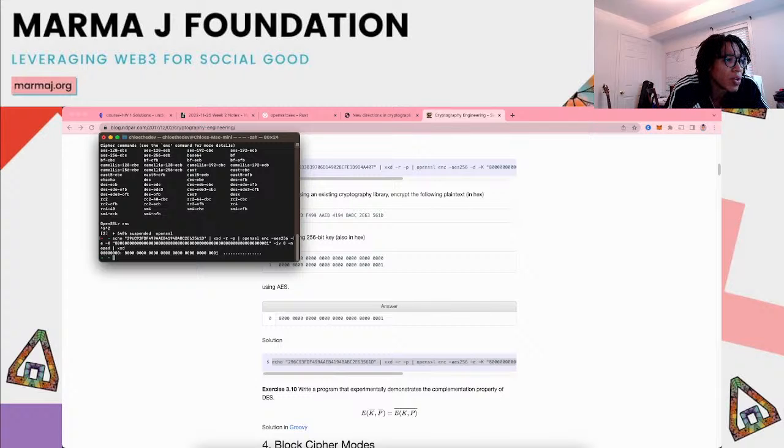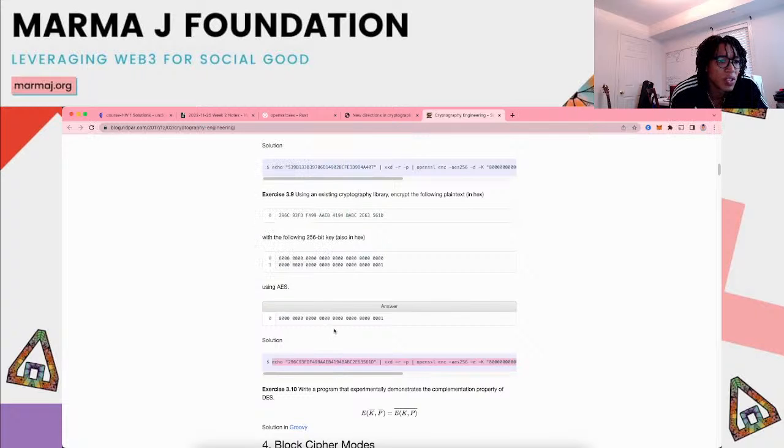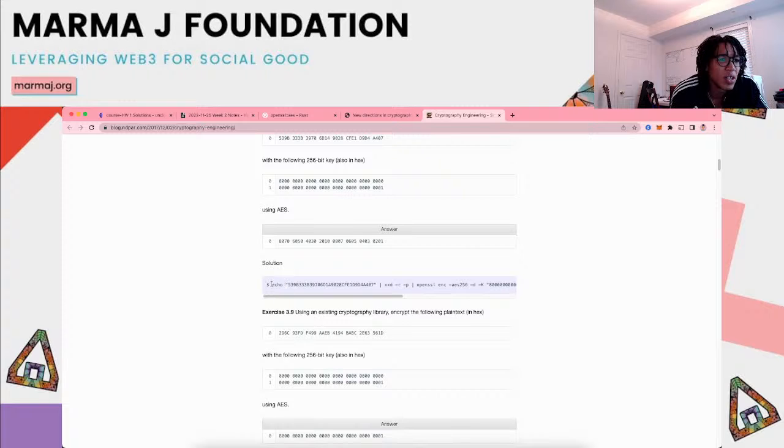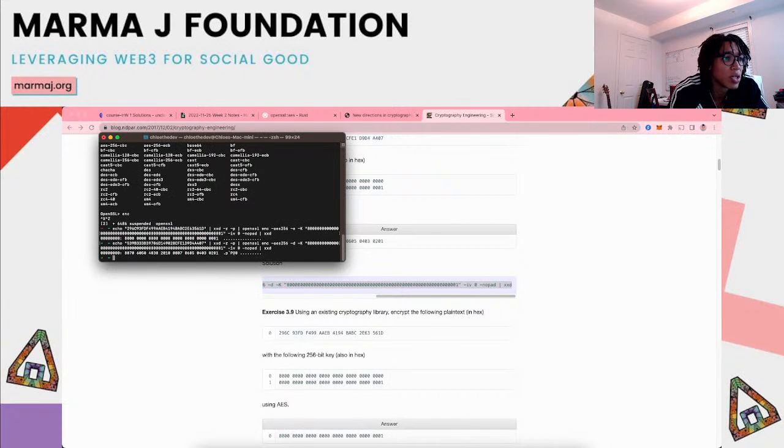Oh! Wait. It's saying that the response is the key? Oh, yeah, this one the response is the key. Wait, so this is the only one I messed up, and I don't know what I did. Let's try it again. Okay, sorry, it does work.